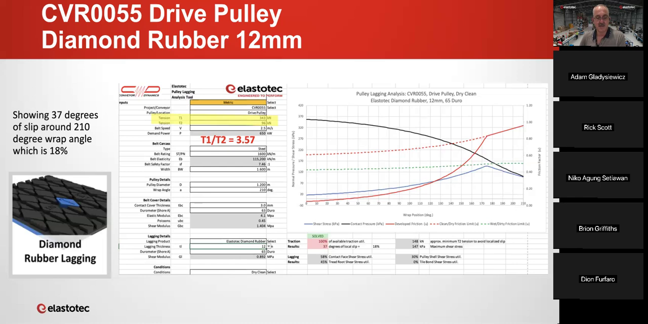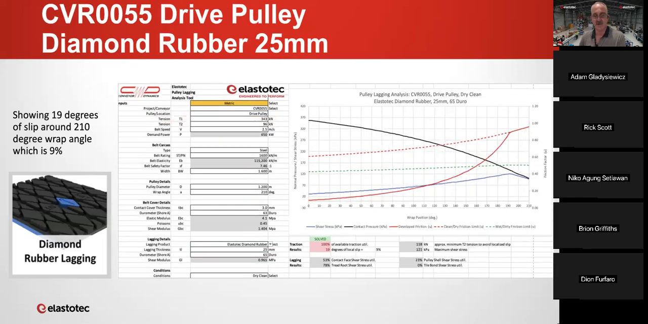Now, the next slide is the same lagging, but in 25 mil thickness. What the extra thickness has done is it reduces the amount of slip. Now the slippage is only occurring from about 190 degrees around the wrap, around the arc of contact. So you can see down here, 19 degrees of localized slip, 9%. So the extra thickness makes the lagging more flexible, and so we've reduced the slippage.